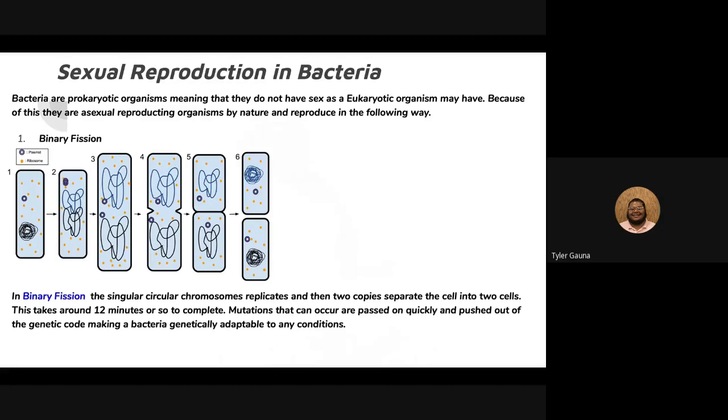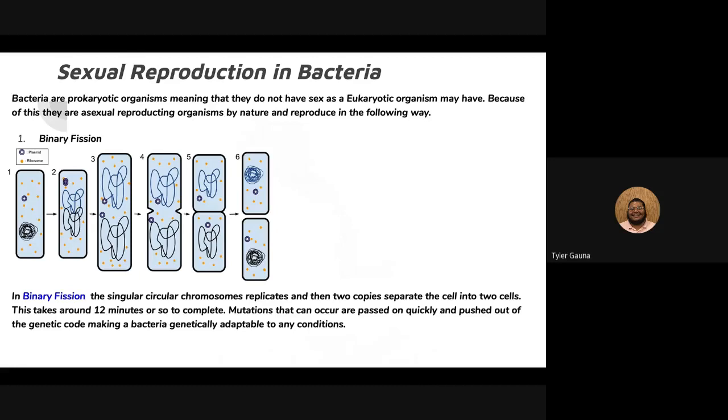So now, bacteria are prokaryotic organisms, meaning they do not have sex as eukaryotic organisms may have, which means that they reproduce asexually. Because they reproduce asexually, they reproduce in the following way: binary fission. Okay? In binary fission, the single circular chromosome replicates, and then two copies separate the cell into two cells. This takes around 12 minutes or so to complete.